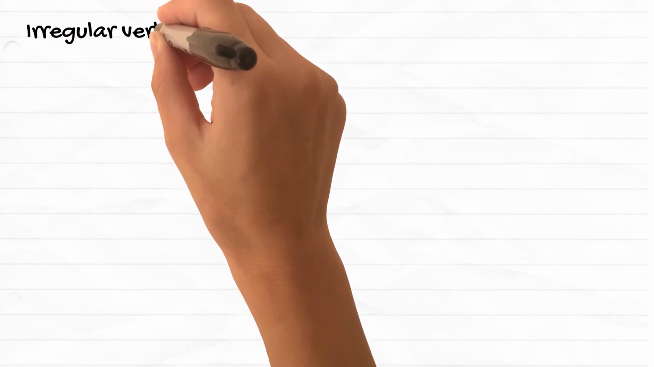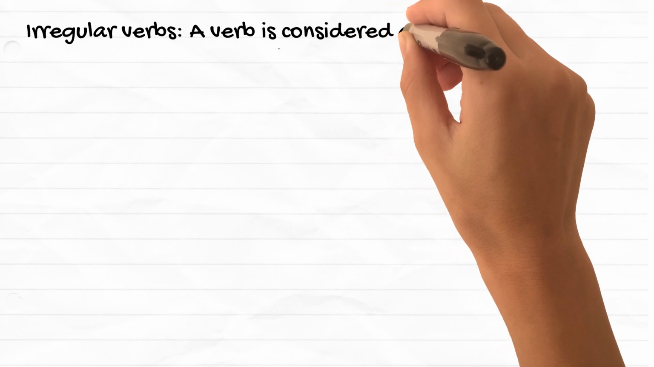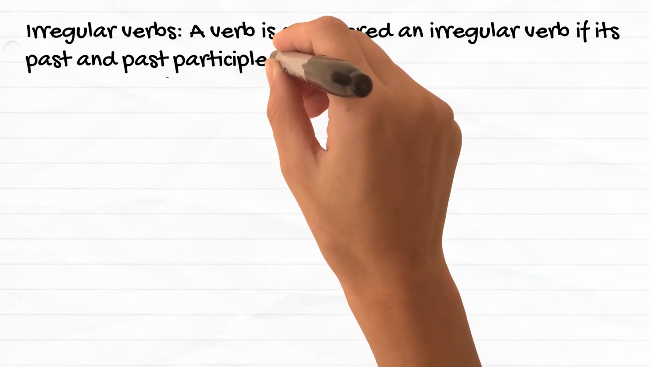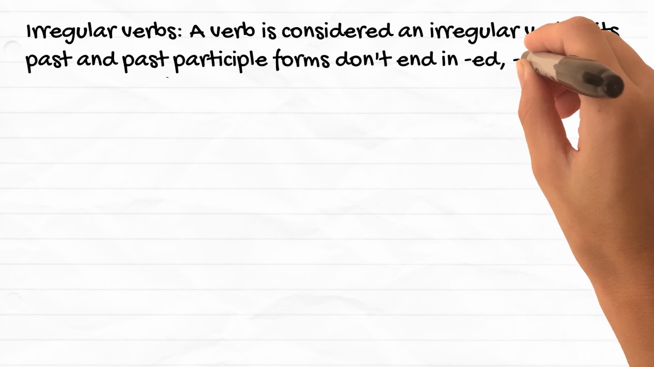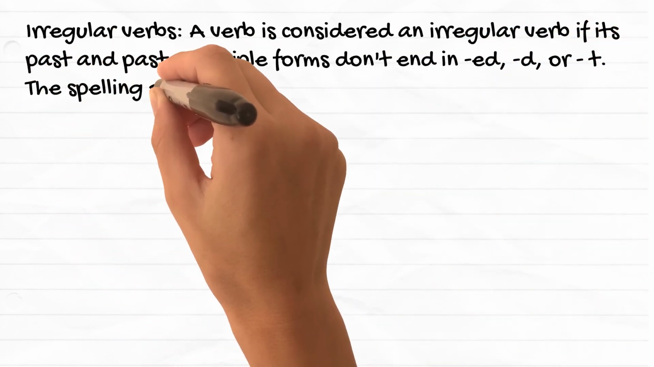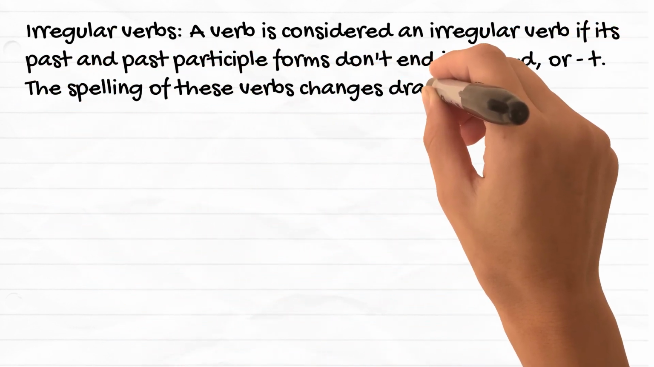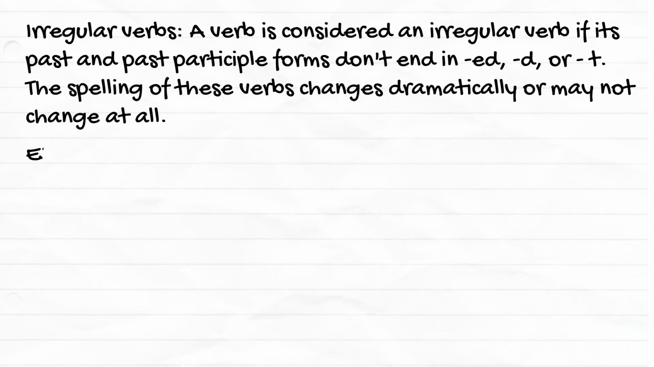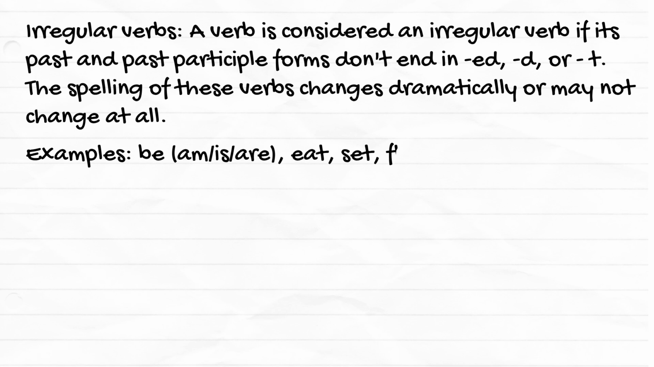A verb is considered an irregular verb if its past and past participle forms don't end in ed, d, or the variant t. The spelling of these verbs changes dramatically or may not change at all, like the verb be and its forms am, is, and are, eat, set, and fly.